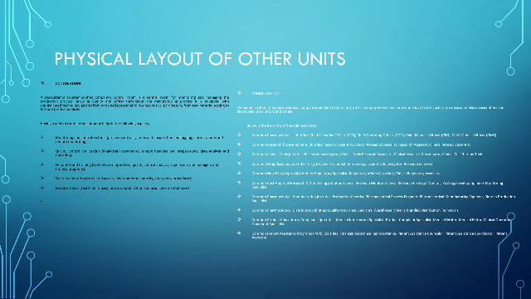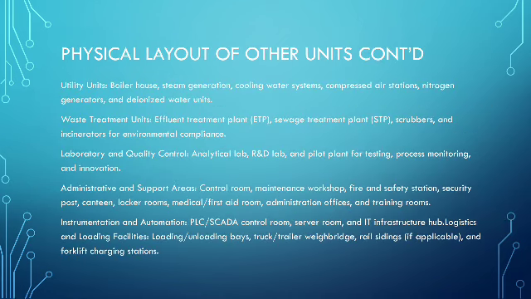The physical layout of other units of the company includes the control room, which is the central room for monitoring and managing the production process, ensuring quality and safety throughout the manufacturing process. It also involves the administration, which is responsible for decision making at various sectors in the company. Also, there are utility units, waste treatment units, laboratory and control units, administrative and supportive areas, instrumentation and automation.